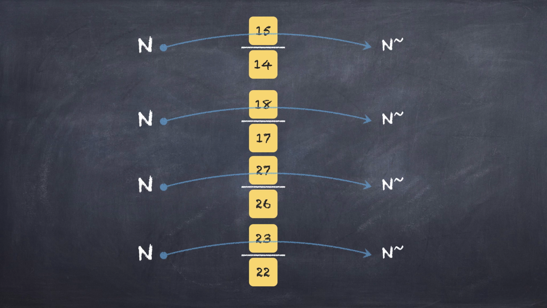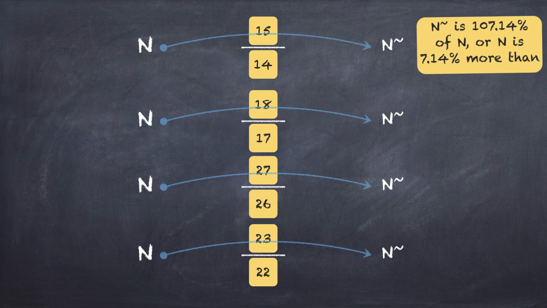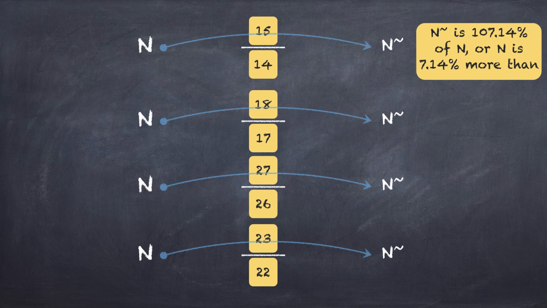Let's say the multiplying factor from n to n dash is 15 by 14. These are the interpretations. N dash is 107.14% of n, or n dash is 7.14% more than n. That means I don't want to form this whole equation. I should be just able to see the multiplying factor and come to the percentage interpretation.